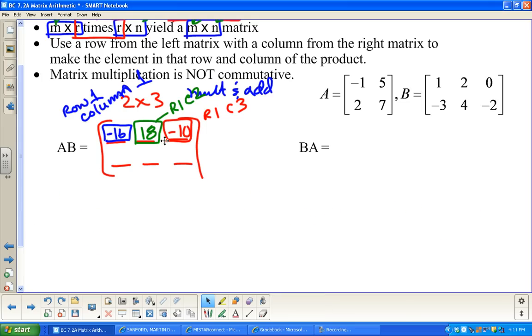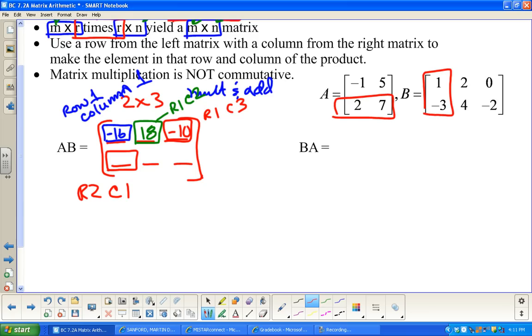All right, so let me put this back. Okay, all right, picking up where we left off. This is row 2, column 1. So it's going to use row 2, column 1. So 2 times 1 plus 7 times -3.